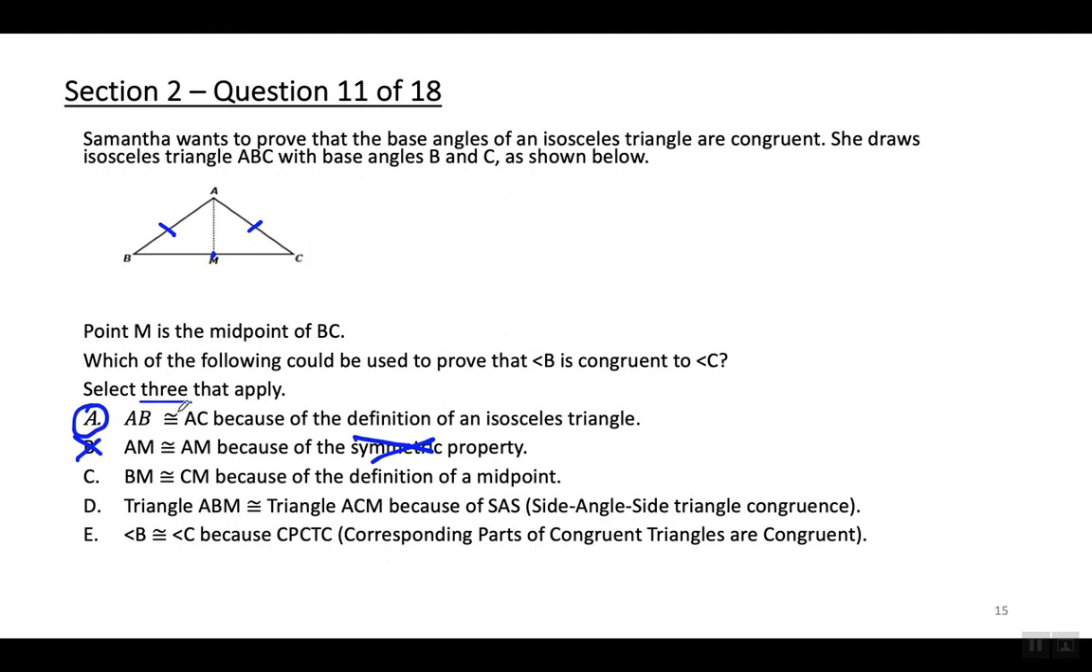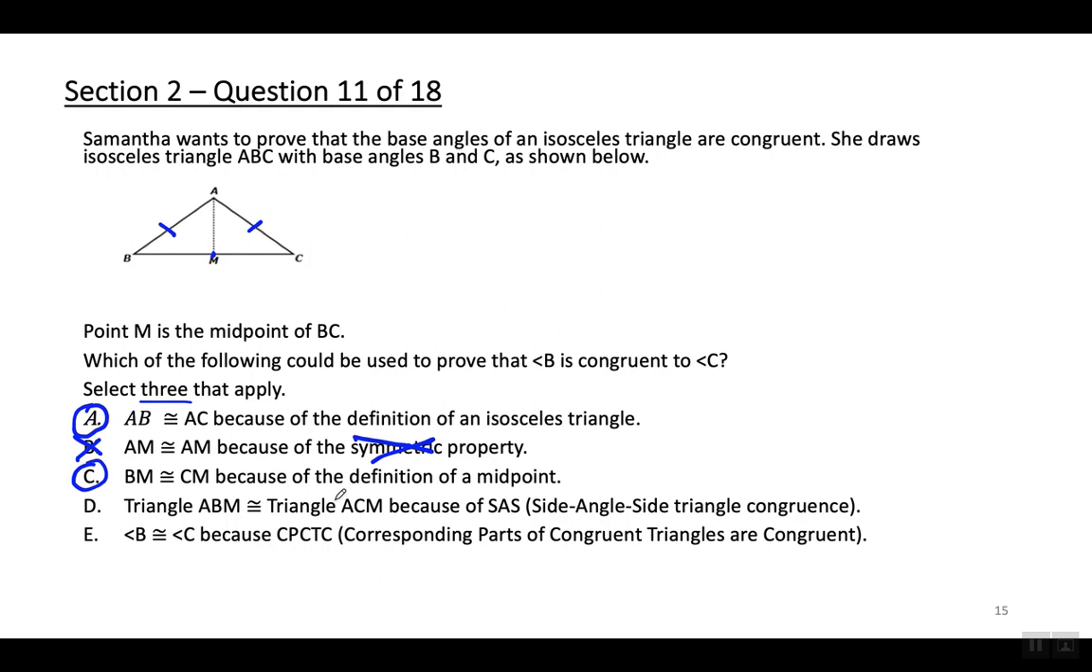Remember that I've said several times, and it's come up on several chapters, whenever a segment is congruent to the same segment, the reason is the reflexive property. So they purposely wrote the wrong word there. That one's wrong. Letter C, BM is congruent to CM because of the definition of a midpoint. That's true. BM, if they tell you this is the midpoint, that means that BM is congruent to CM. So that's true. Letter D, triangle ABM is congruent to triangle ACM because of side angle side triangle congruence.